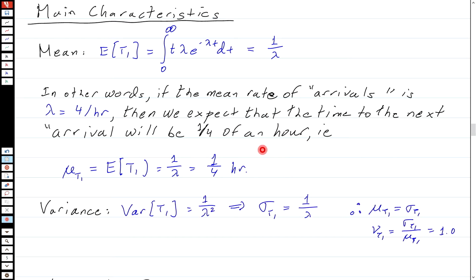The variance turns out to be, we plug it in, we have a t squared here, and we end up with the variance of T1 being 1 over lambda squared, which means the standard deviation of T1 is 1 over lambda. So the standard deviation of this exponentially distributed random variable is equal to the mean. That's one of the features of an exponential distribution, that the mean and standard deviation are the same, so the coefficient of variation is 1.